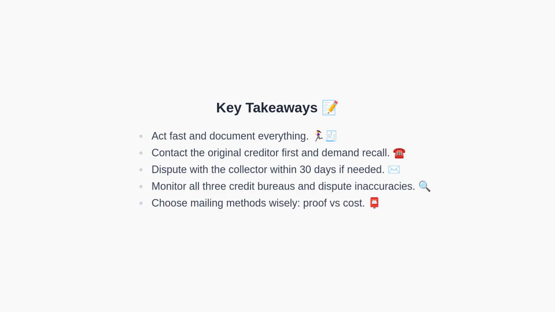Act quickly and document every interaction. Start by contacting the original creditor and request immediate recall of the account from collections. If they do not act fast, send a written dispute to the collector within 30 days. Monitor your credit across all 3 bureaus and dispute any inaccurate reporting immediately. Finally, choose your mailing method based on the trade-off between strong proof and cost.